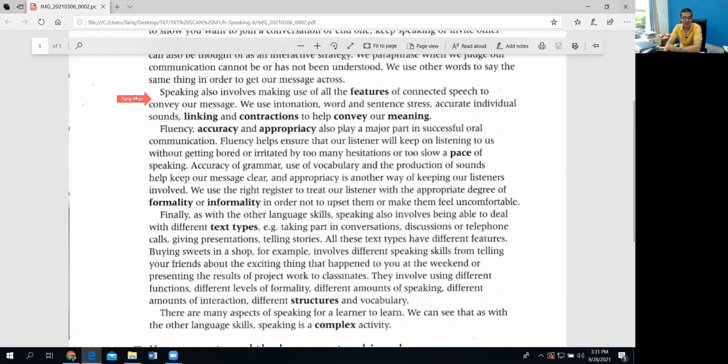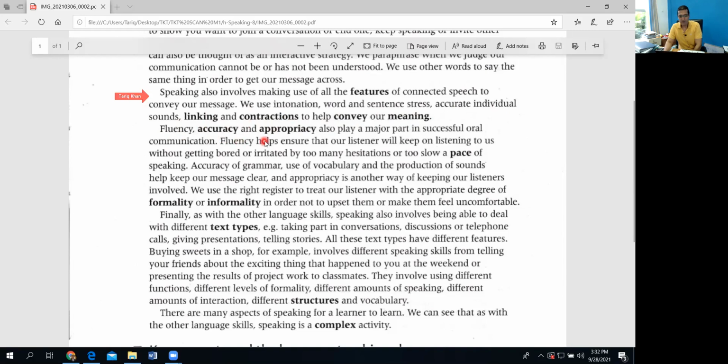Right. So speaking also involves making use of all the features of connected speech to convey a message. Now, connected speech, we talked about on the previous page and we discussed that in the listening part as well. Note it down here: what are the things involved in connected speech? We use intonation, word and sentence stress, accurate individual sounds, linking and contractions to help convey our meaning. All these things are in connected speech.